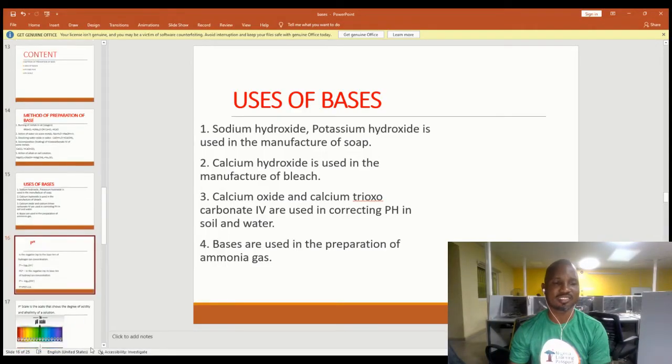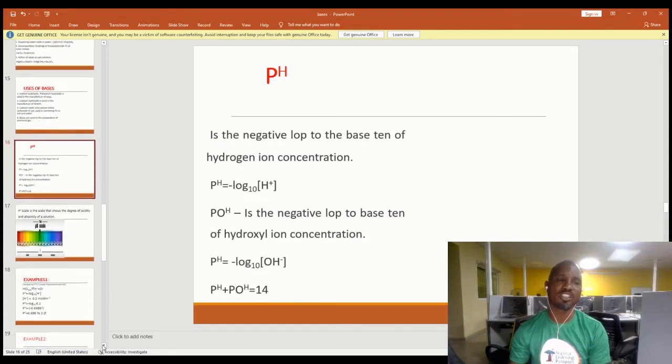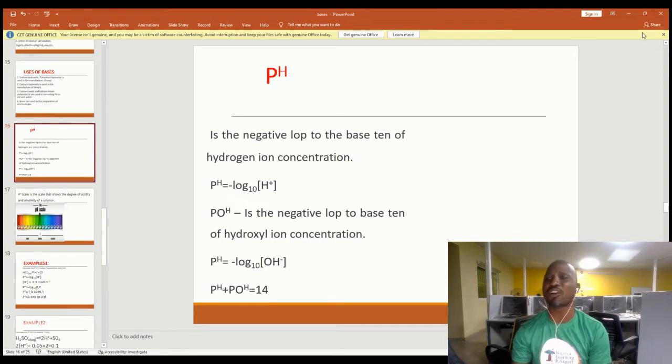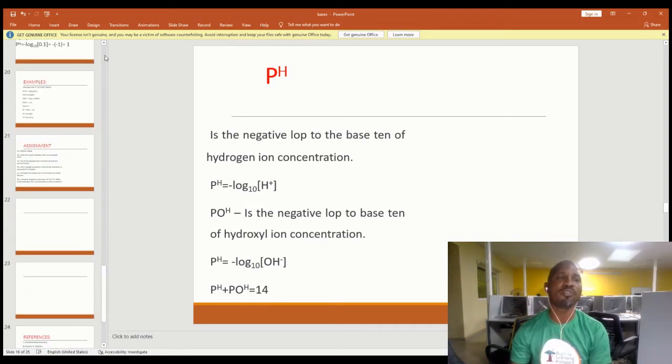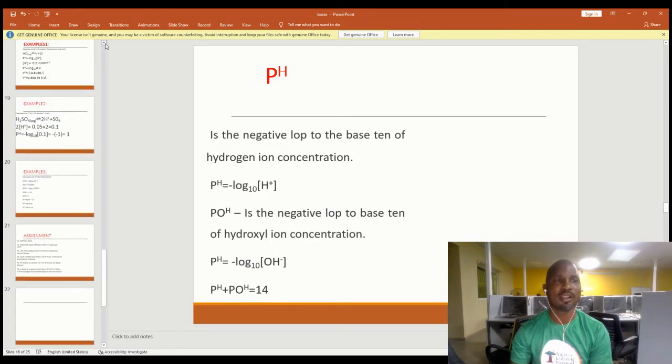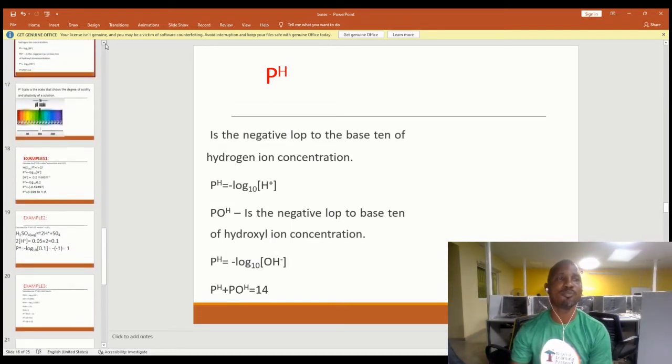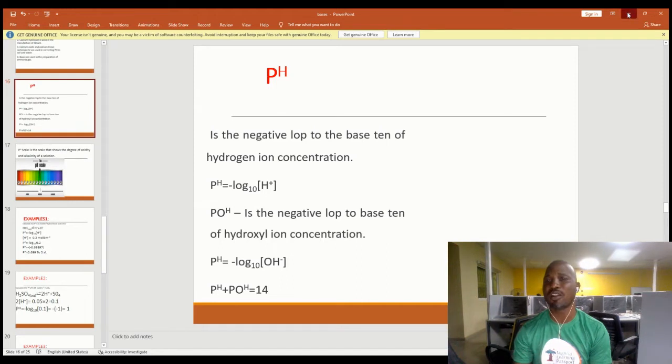Now, let's look at what the concept of pH is. What is pH and what is pOH? We'll be looking at the concept of pH and pOH, and we'll be taking a couple of examples from that concept, and that will help us to understand the concept more as we round up our lesson today.